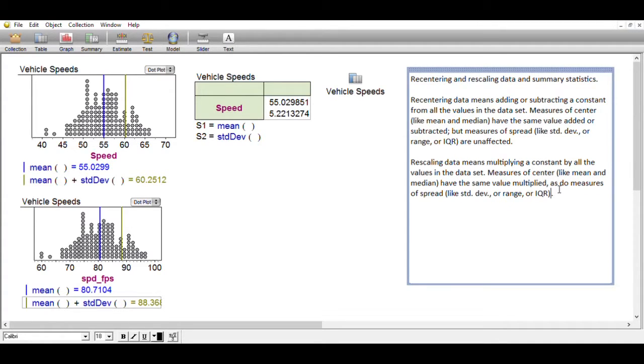So summarizing, if you add a constant to other values in the data set or subtract, you'll affect the center but not the spread. Measures of center will be increased or decreased, measures of spread unchanged. If you multiply by a constant, both measures of center and measures of spread get that multiplication. Or another way of looking at it, measures of center respond to both addition and multiplication. Measures of spread only respond to multiplication. Adding has no effect on them.